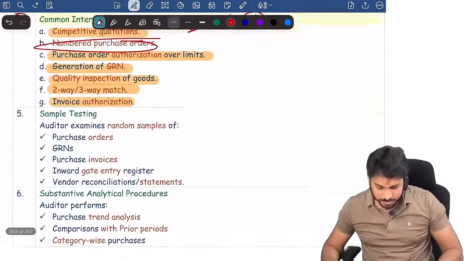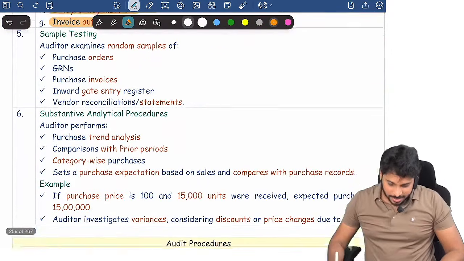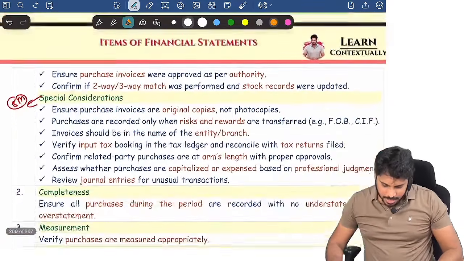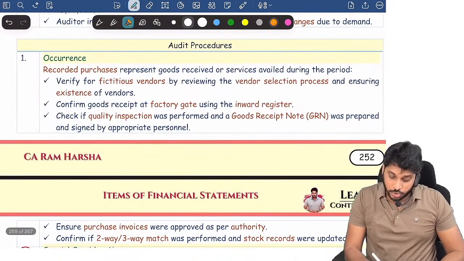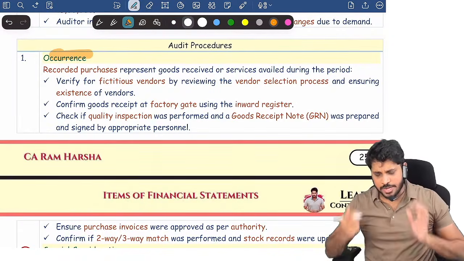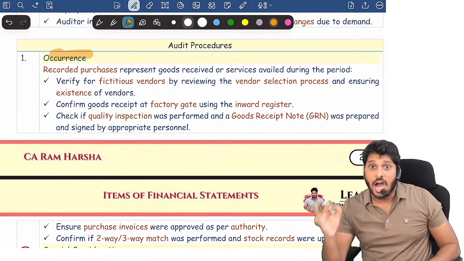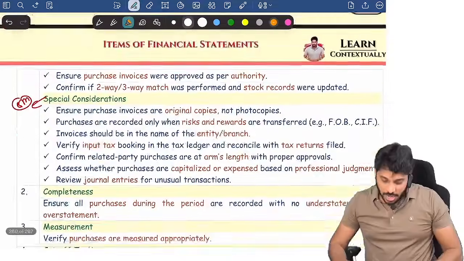That's it. Next, then again there are some special considerations to check whether purchases really occurred or not. Suppose the company recorded purchases, did they really occur? How do I know that they really occurred? I will verify.